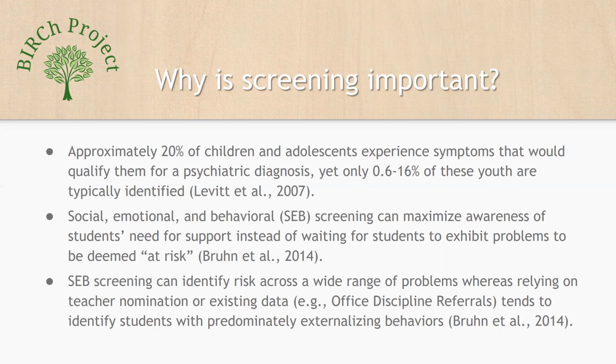A systematic process for SEB screening can also help us identify risk across a wide range of problems or skill areas without relying on methods that can be highly subjective. Relying on teachers to nominate students or using some existing data sources have the potential to identify students who predominantly exhibit externalizing behavior problems. However, we know that there are many other types of social and emotional problems that may interfere with student learning. So using a systematic process to identify students and their areas of need helps us maximize our approach to intervention.